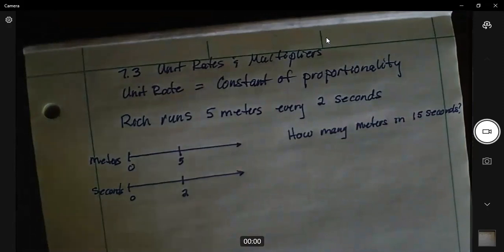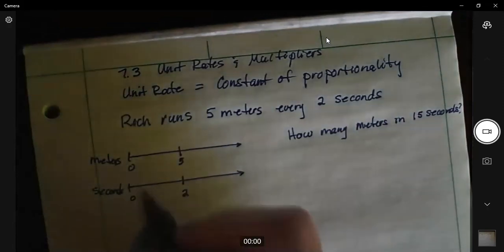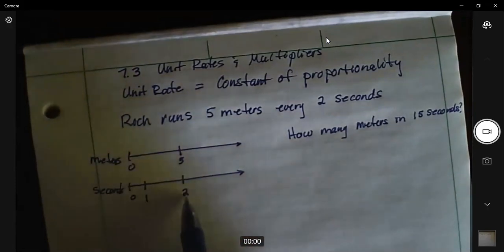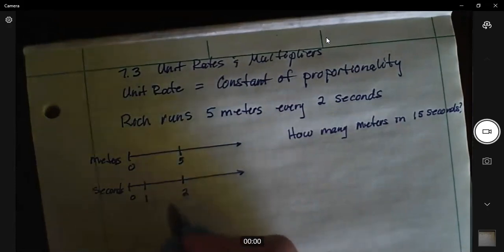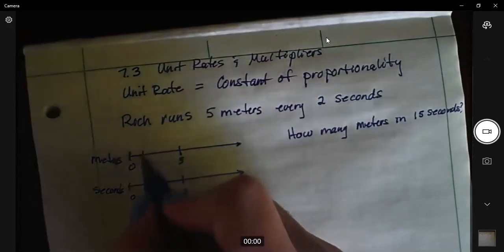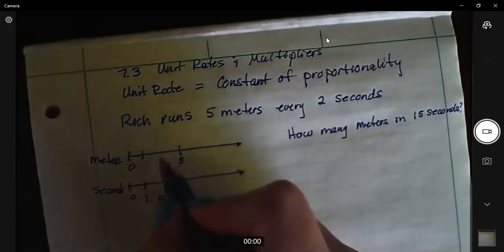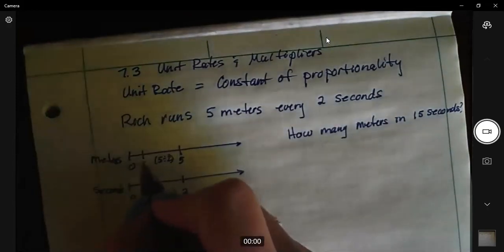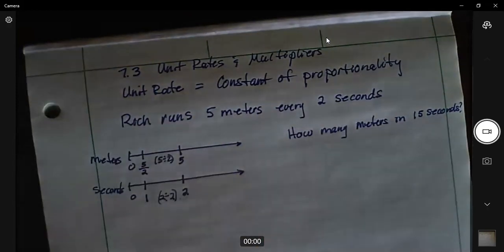So let's see if we can figure out what 1 second is. So I want to know what 1 second is. Well, what did I have to do from here to get 1 second? Well, I had to take this number and divide it by 2. So I took 2 divided by 2. So in order to get this number, I'm going to have to do the same thing. I'm going to have to take 5 divided by 2. And so 5 divided by 2, if we just leave it as an improper fraction, is 5/2.